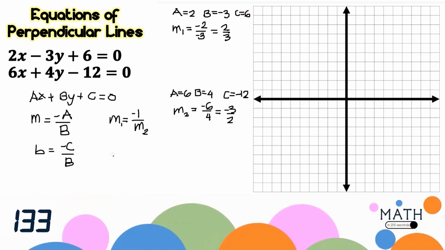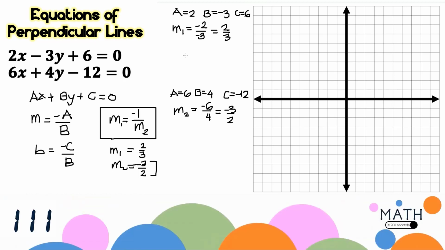Look at their slopes. The first slope is equal to positive 2/3. The second slope is equal to negative 3/2. This is actually the reciprocal of the first plus a negative sign. This fits this category, hence these two lines must be perpendicular. Let's try to determine that further by getting their y-intercepts.